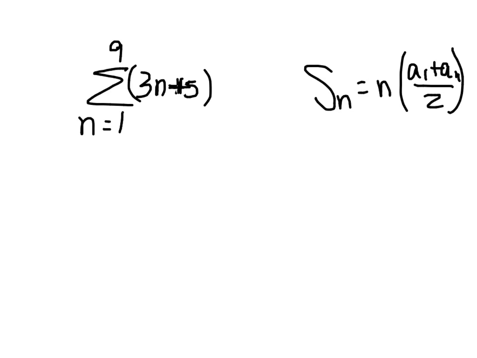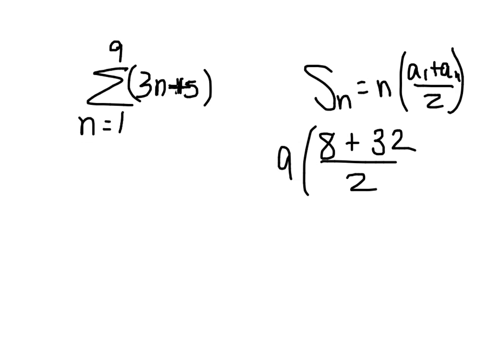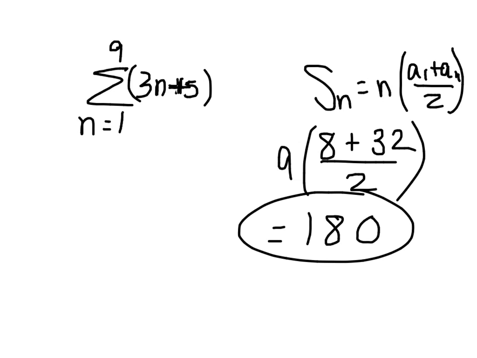So if I'm going from 1 to 9, how many terms am I summing? 9. 1, 2, 3, 4, 5, 6, 7, 8, 9. Then A1 means what's the first term? So if I plug 1 in there, what's 3 times 1 plus 5? 8. A sub n refers to the last term. What's 3 times 9 plus 5? Over 2. What's 8 plus 32? 40 divided by 2? 20 times 9? 180.